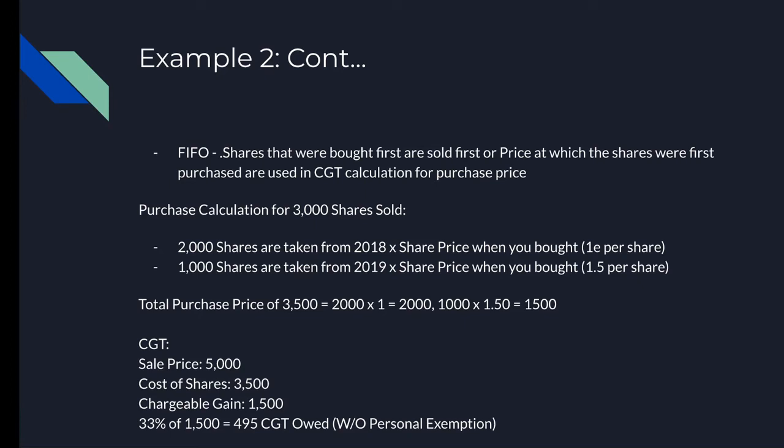The sale price, you sold the 3,000 shares for €5,000. The cost of the shares using FIFO is 3,500. You have a chargeable gain of €1,500. 33% of €1,500 is €495. Now again, this is without personal exemption. If you do personal exemption, it's going to be about €75 in capital gains tax.